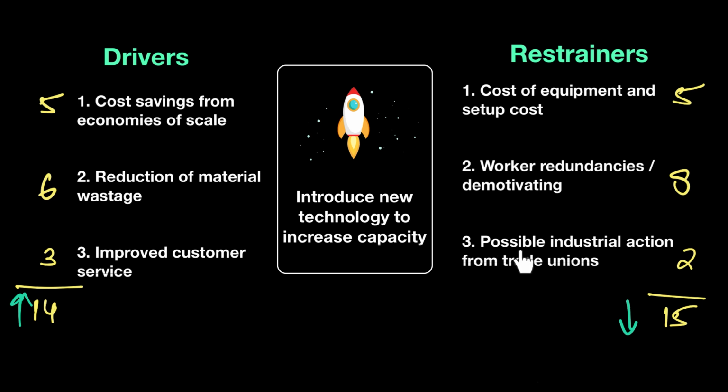So what do you do? When I look at the restrainers, I see that number 2, worker redundancy, is a big problem. It's an 8 out of a 10. So I'm going to narrow that down and bring that here to the bottom. That's what businesses are basically doing. They're trying to narrow down to that one factor that has the biggest impact on this strategy. And once you figure that out, then you come up with remedies for it.